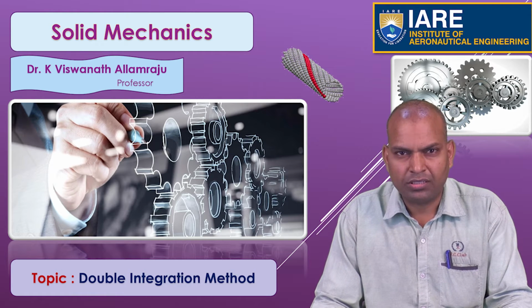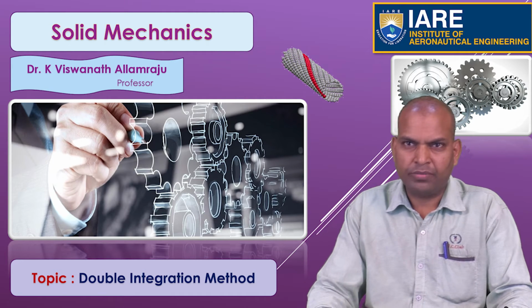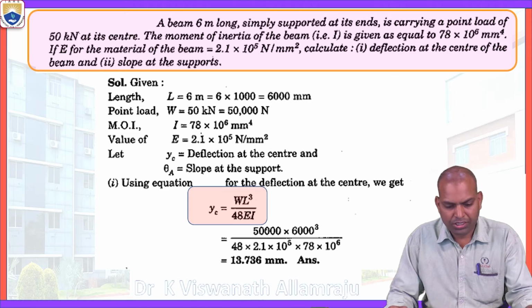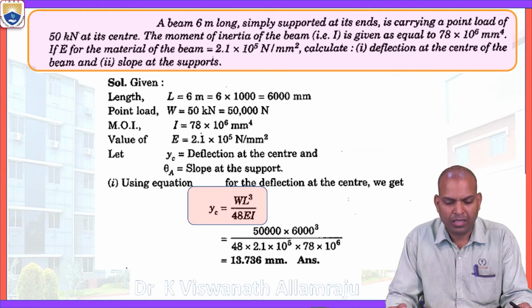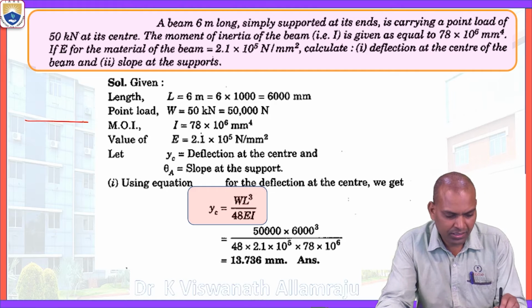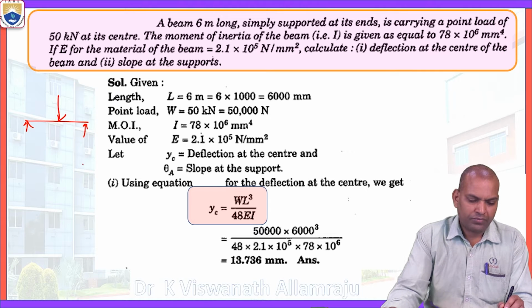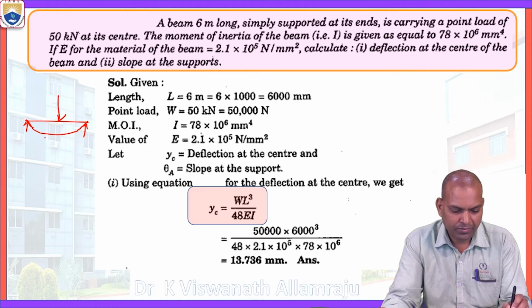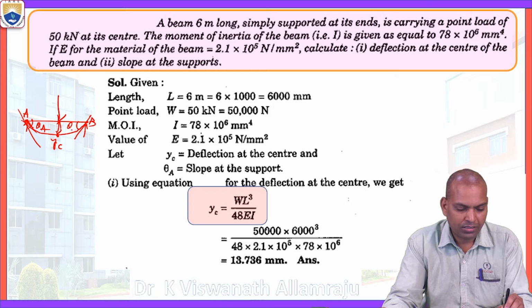Today we are going to study the double integration method and solve some problems using it. In the last session, we covered the double integration method applied to a simply supported beam with a point load acting in the middle of the beam. The maximum deflection occurs at the midpoint. Yc is maximum at the center, and the slope is maximum at the end supports A and B, that is theta A and theta B.